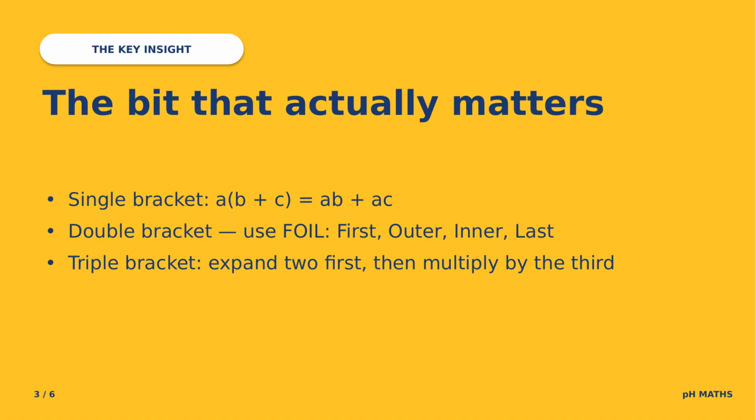Key insight: for double brackets, use FOIL. First, outer, inner, last. Multiply the first terms of each bracket, then the outer two, then the inner two, then the last two. Add them up. For triple brackets, expand 2 of them first, then multiply the result by the third, one step at a time.